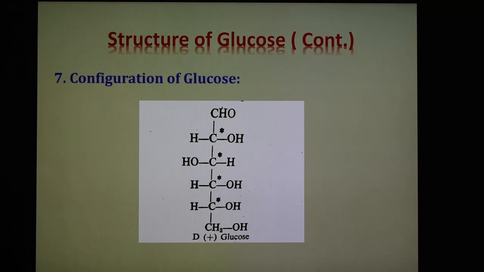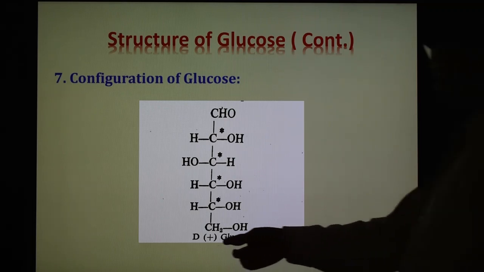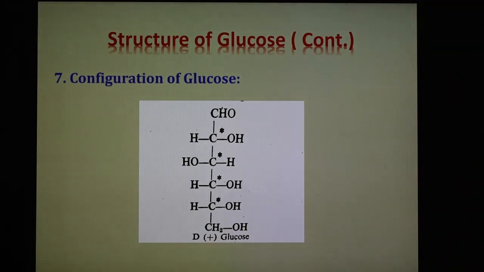These 8 forms are glucose, mannose, allose, altrose, gulose, idose, galactose, and talose. These are the 8 isomers. The configuration of glucose is shown here. This is the D-glucose; positive and negative, D and L forms are there. So this is the structure, and the 4 asymmetric carbon atoms are shown by the star.